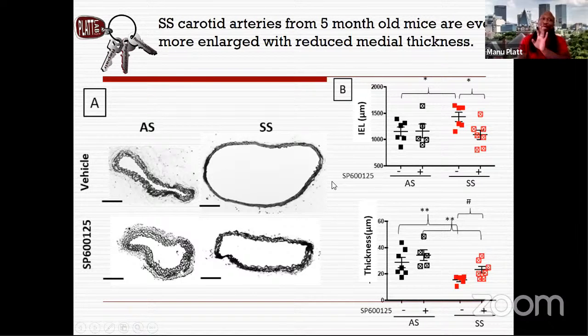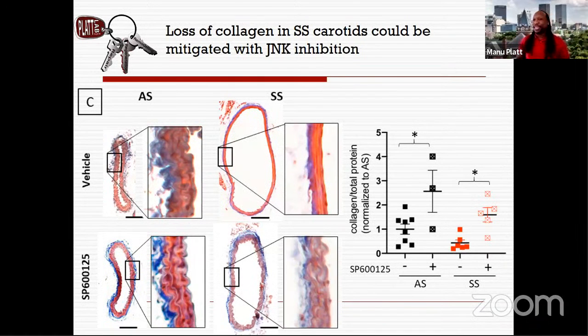But then, because we were seeing this incredible thinning, we then looked at collagen 1 staining in these arteries, which we didn't look at in the 3 months. And what we found was that by 5 months, you can see we did Masson trichrome staining, and the blue indicates collagen 1 in the vessels. And you can see in these SS animals by this 5 months, you see this great loss of collagen in the untreated. But with those treated with the JNK inhibitor, we're able to preserve it.